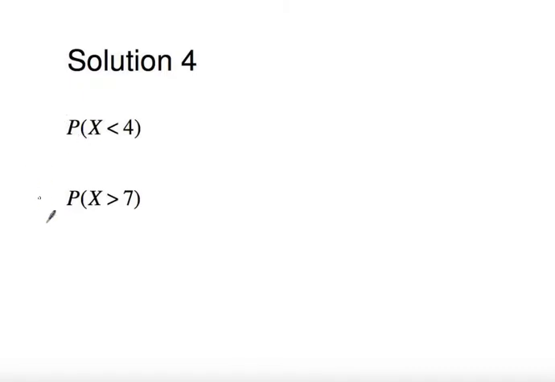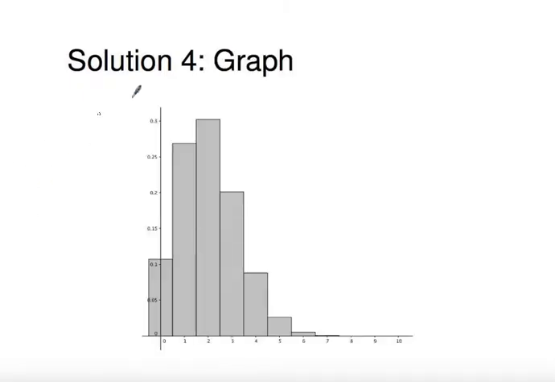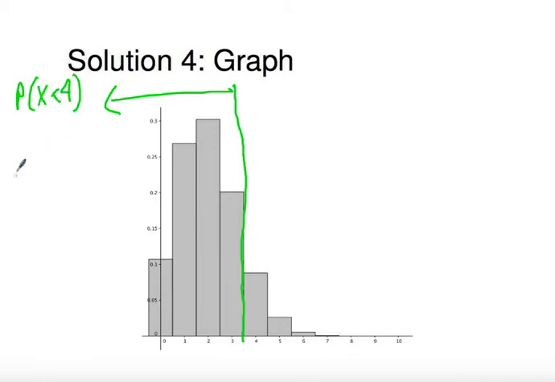Okay, so we're going to calculate these two probabilities. Probability x less than 4, so let's use a graph again to help us with that. What I'm saying is I want to know probability x less than 4. As you can see, that's actually probability x is less than or equal to 3.